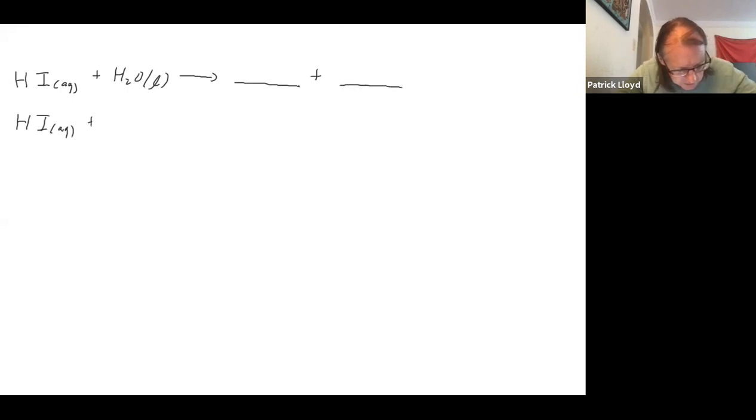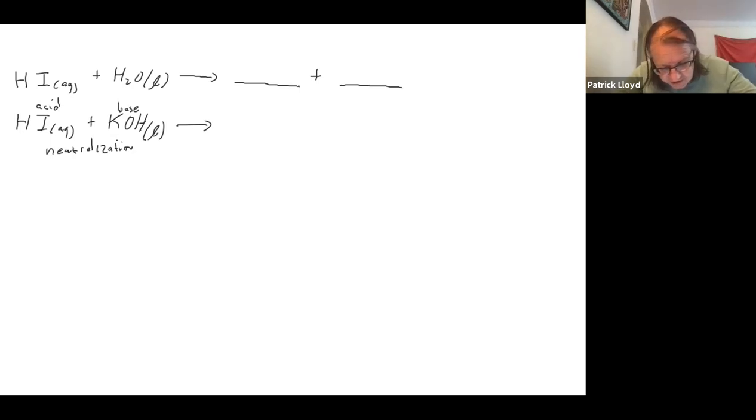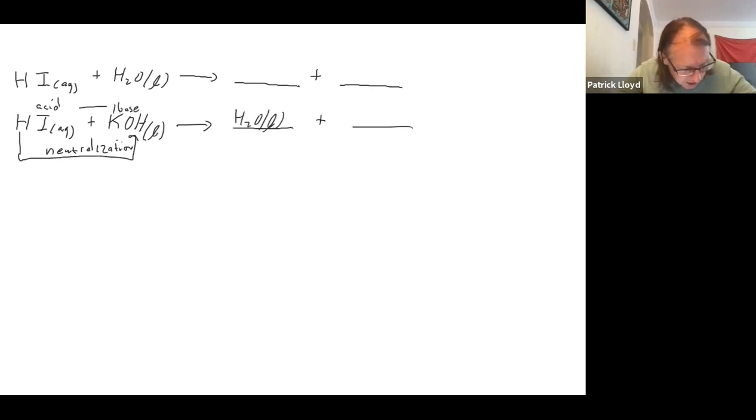For that one, we would react it with like KOH. So this was our neutralization reaction, right? In the neutralization, you have an acid reacting with the base. And that's where we said, look, you're going to get two products. You're going to combine the H plus and the OH minus to give you water. And then you're going to take the metal with the non-metal, and that's going to give you the salt. Okay, so that's the previous problem we did.